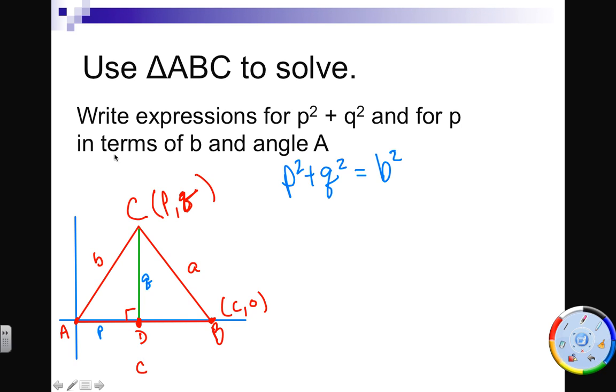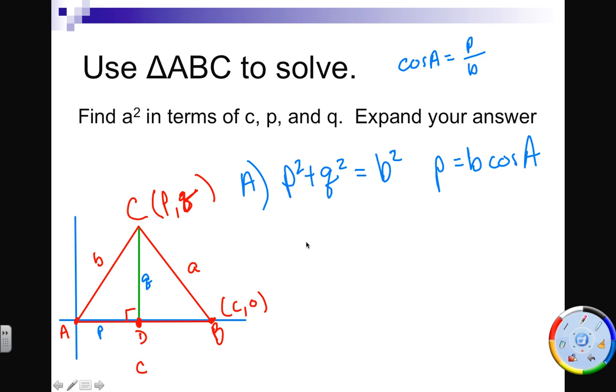Now the other thing, p in terms of b and angle A. If I look at p and b, I have side adjacent and hypotenuse, which means I can use cosine. So I'm going to do a little scratch work up here. Cosine of A is equal to p over b, but I want p by itself, so I'm going to multiply. So I get p is equal to b cosine of A. And we might have noticed this kind of looks like a height, only instead of sine, we're using cosine. That's actually almost the same thing. All right, so that's the first question, question A.